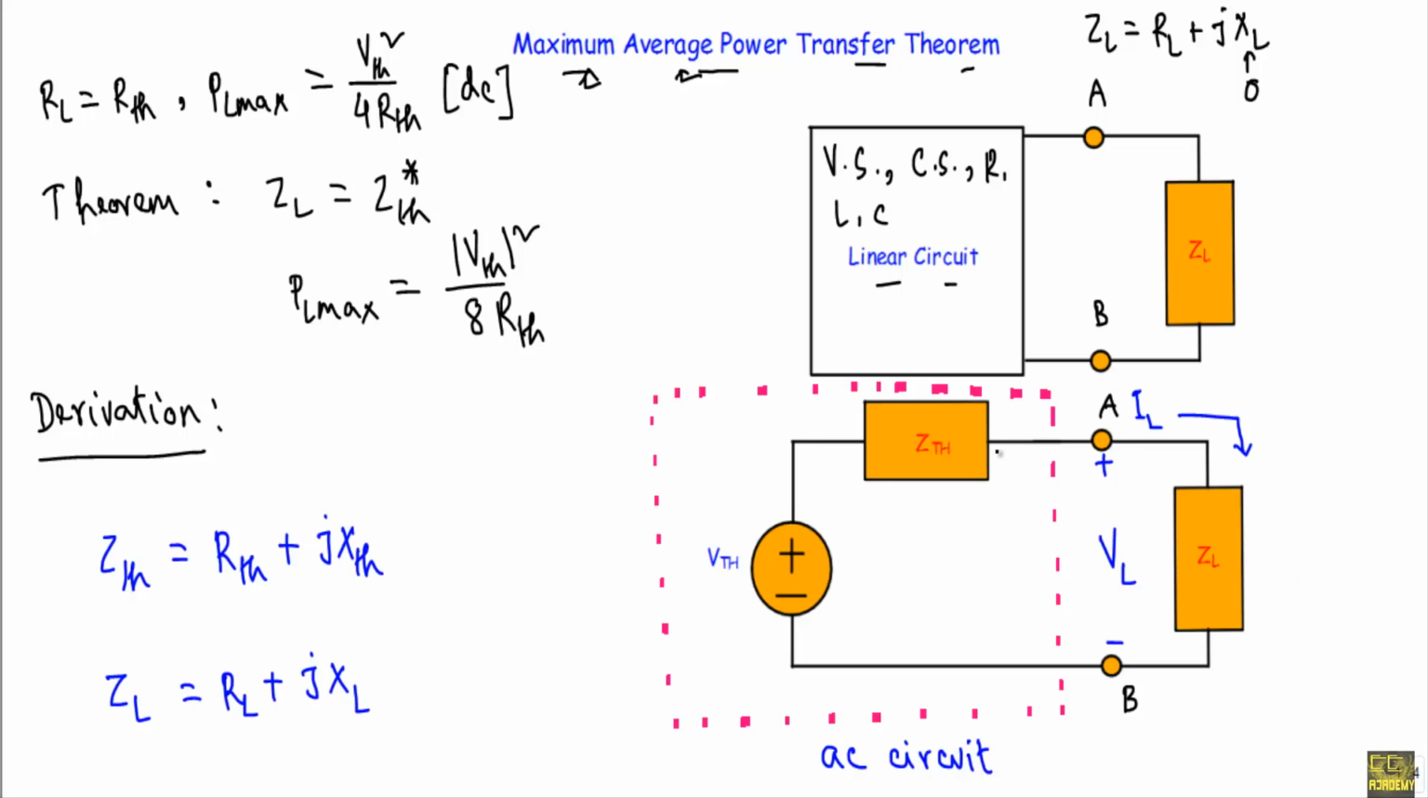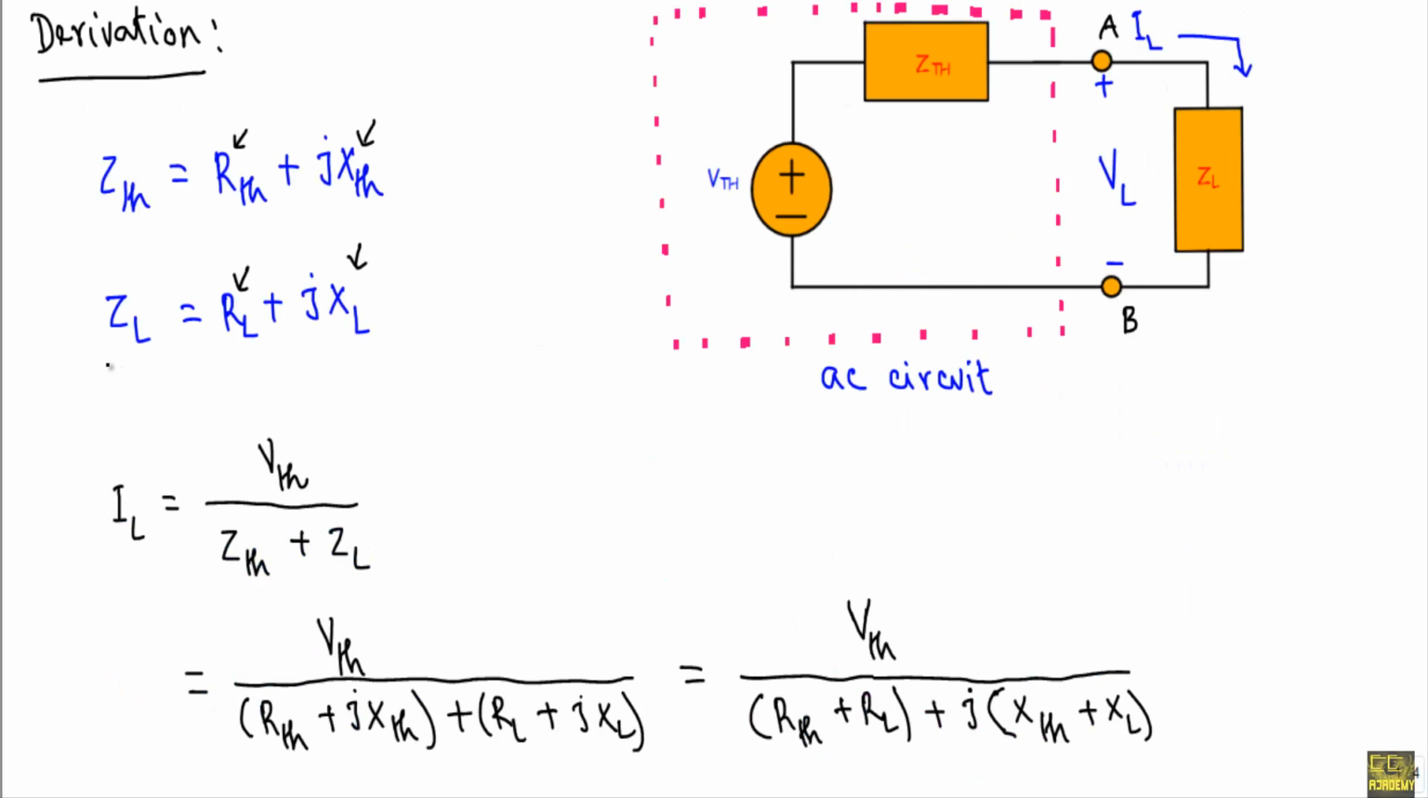Okay, let's say I am representing the Thevenin impedance of this linear circuit in rectangular form, ZTH equal to RTH plus JXTH. This RTH is the resistive part of the Thevenin impedance, XTH is the reactive part, and I am representing the load impedance in rectangular form, ZL equal to RL plus JXL. This XL is the reactive part of ZL, and RL is the resistive part of ZL. This total circuit will be a series circuit. So current will be same all over the circuit.